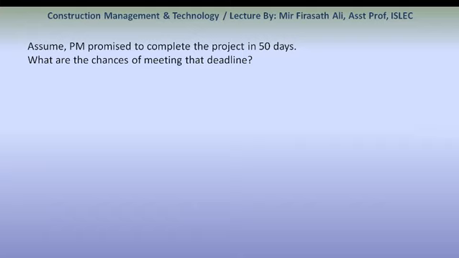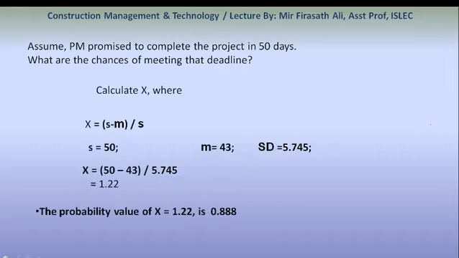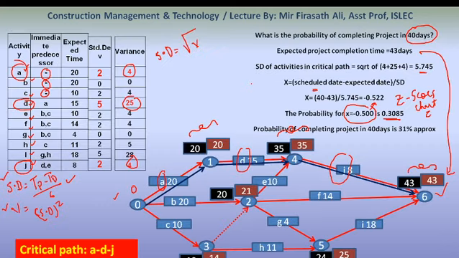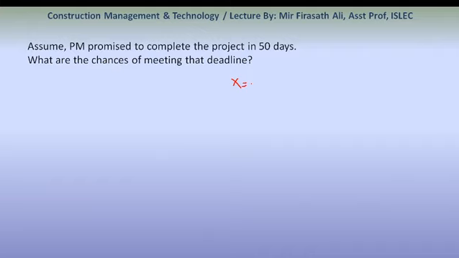Now, same thing, assume the project manager has promised to complete the project in 50 days. What are the chances of meeting the deadline? What is the percentage of completing the work in 50 days? What is the formula for x? As we have seen, the formula is scheduled date minus expected date, divided by standard deviation.